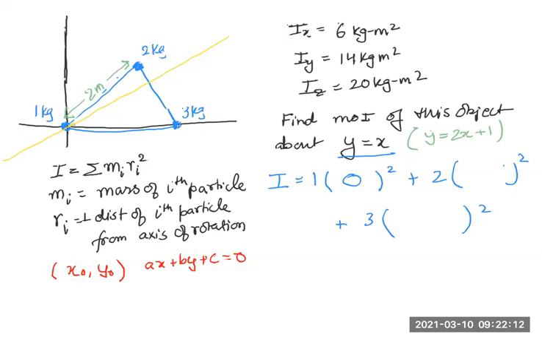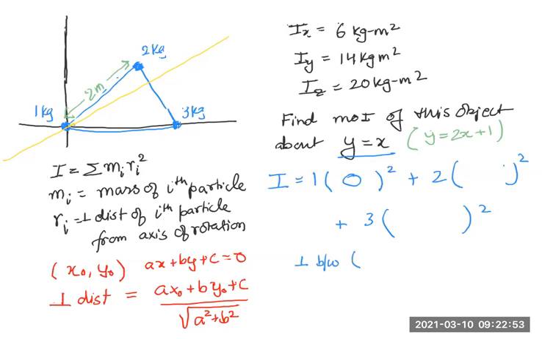Do you remember this? Anybody can tell me what is the perpendicular distance? Mod of a x naught plus b y naught plus c upon the root of a square plus b square. So in the first case, all you are doing is finding the perpendicular distance between what coordinates and what line, y minus x equal to 0. The 2 kg coordinates. It should be easy.